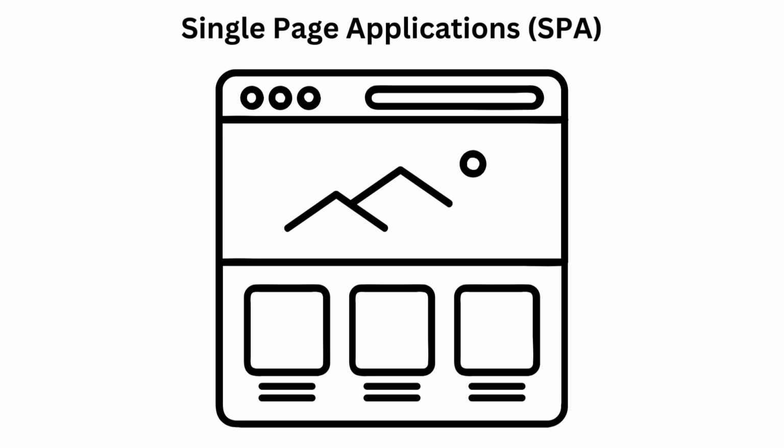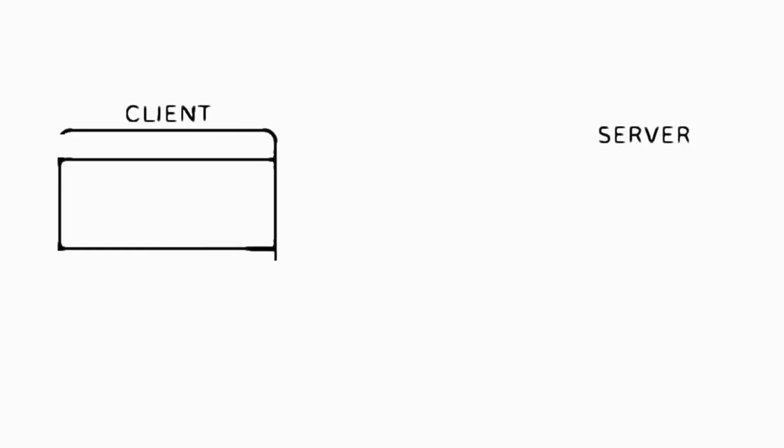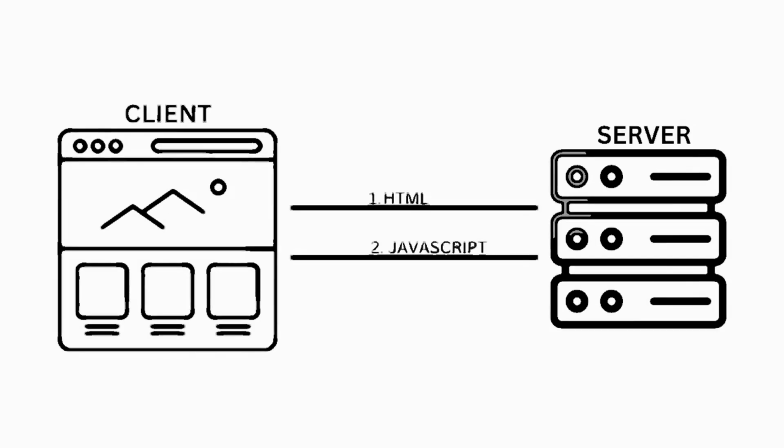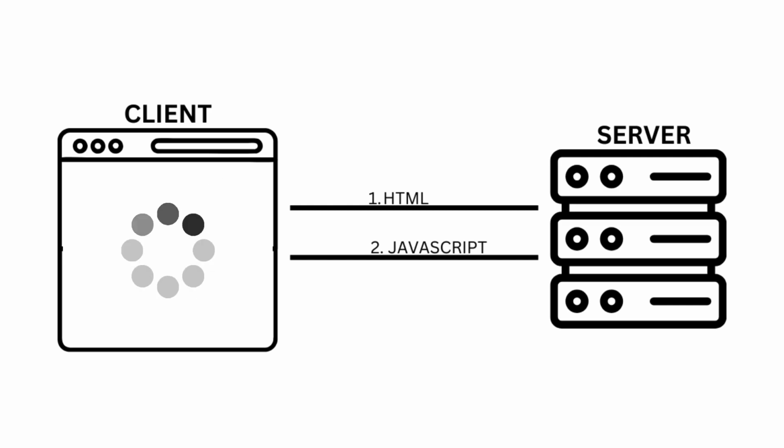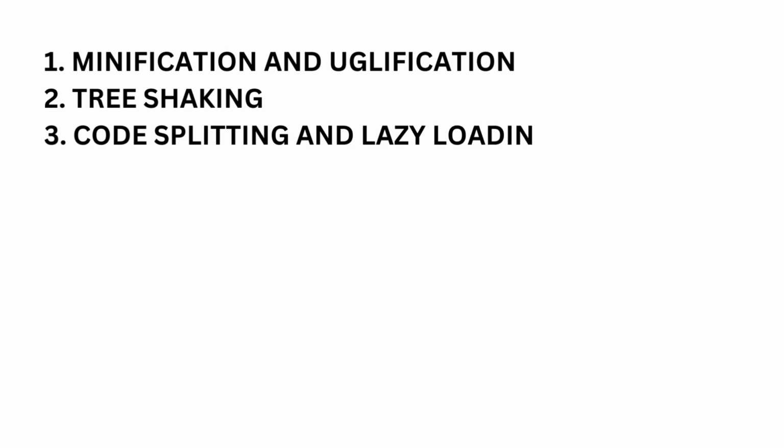With the rise of single-page applications, JavaScript has become a crucial component. Single-page applications load a single HTML page and then fetch JavaScript files to dynamically render content. The catch? If the JavaScript bundle is hefty, it'll take longer to load the page. So, let's tackle that issue without compromising functionality. I will walk you through 3 techniques to trim down the JavaScript bundle. 1. Minification and Uglification. 2. Tree shaking. 3. Code splitting and lazy loading.